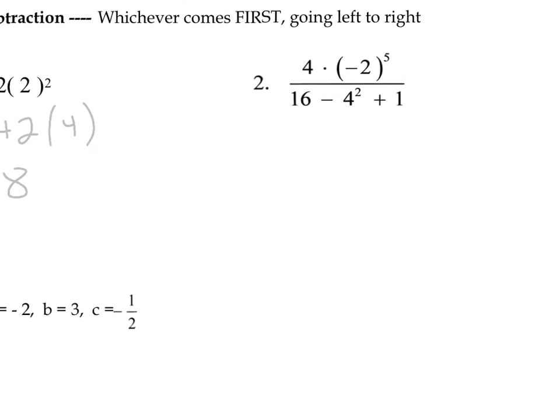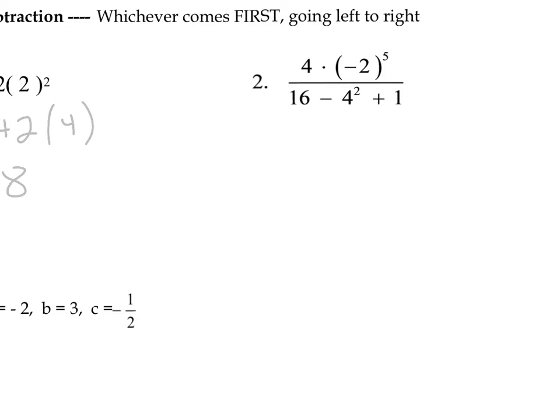Question number 2. Take a look at question number 2. See how number 2 is different from question number 1. In number 2, I see exponents as well. I see multiplication, division, subtraction, and addition. First step, let's talk about exponents. 4 times negative 2 to the 5th power is not negative 10. It really means negative 2 times negative 2 times negative 2 times negative 2 times negative 2, and that will be equal to negative 32.